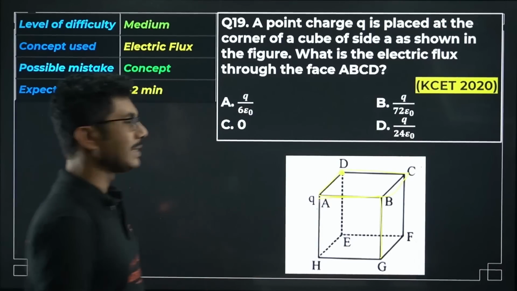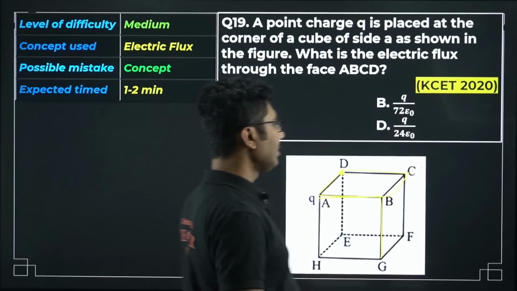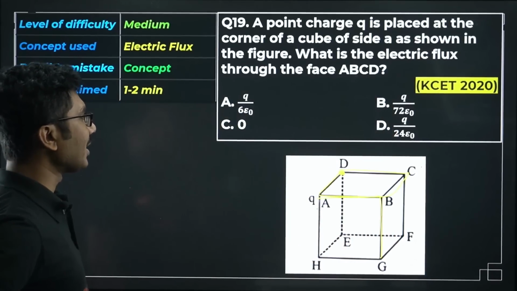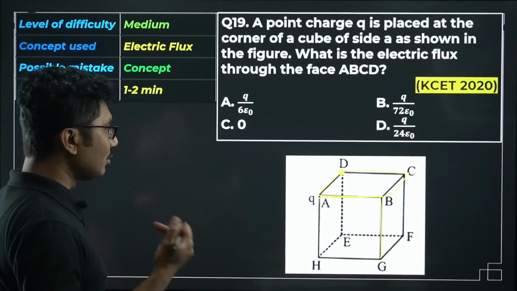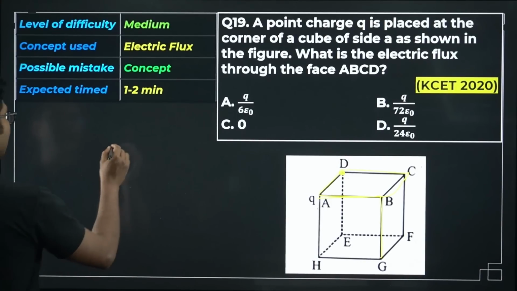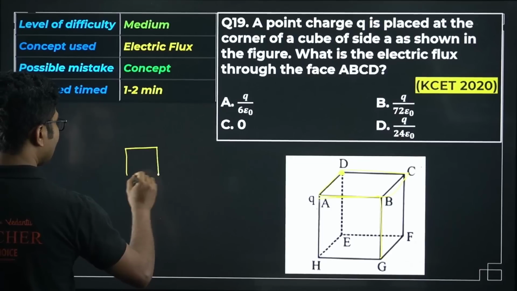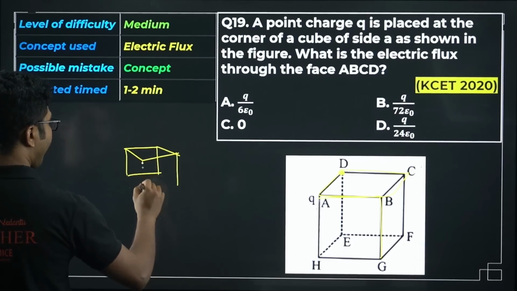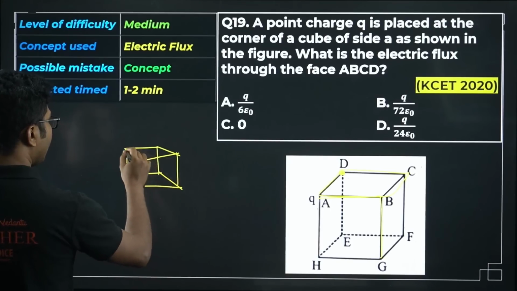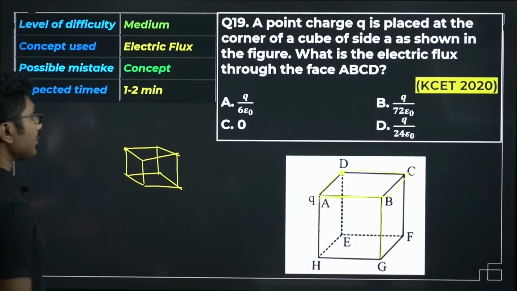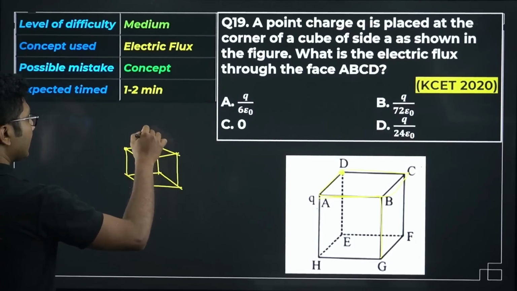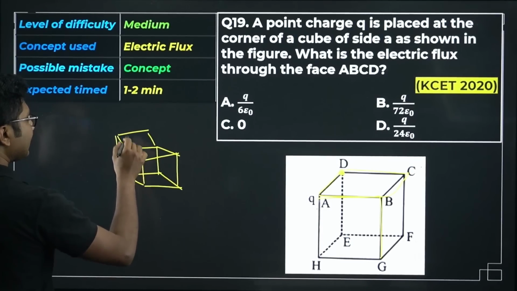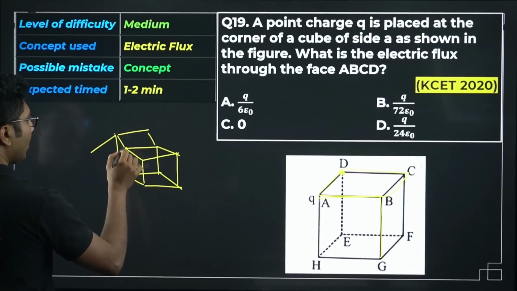You might be saying, sir, it may be 0, it may be Q by epsilon naught, but how to know that? First of all, you have to understand that there are 2 ways to solve it. First, if you consider a cube and place the charge at one corner, you can consider new Gaussian surfaces of the same size on the left side, on the right side, on the top side. So all the sides you can consider.